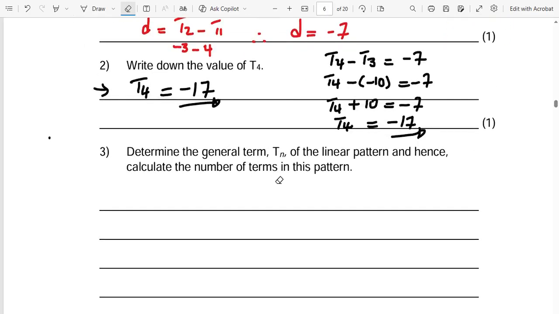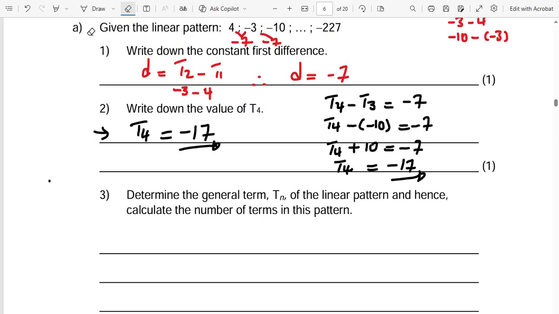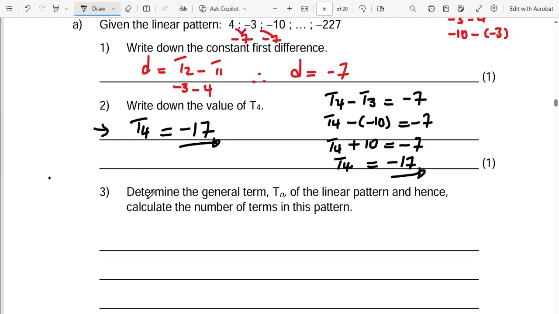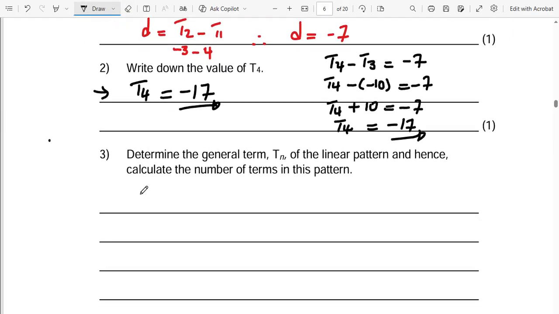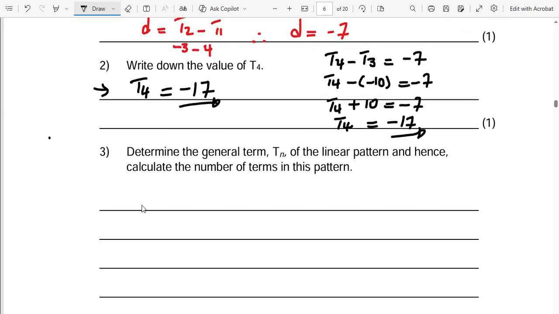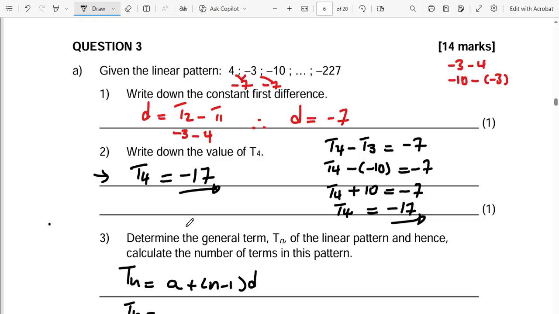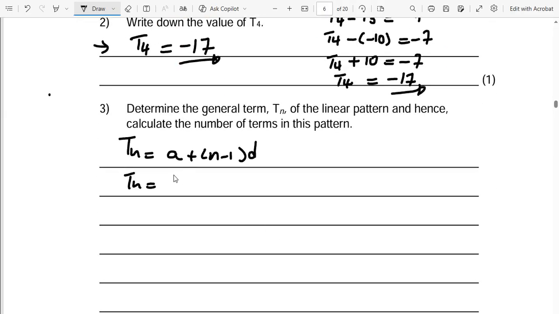Okay, so the next question: determine the general term of the linear pattern and hence calculate the number of terms in this pattern. Guys, one step at a time. The first question, determine the general term. Let's focus on that first. So the general term for a linear sequence is Tn equals A plus (n minus 1) times D. You just have to substitute the value of A, which is the first term of the sequence. That's 4. So this 4, that's the value of A. Where there's A, we're going to put 4 plus (n minus 1) times the constant difference of negative 7.